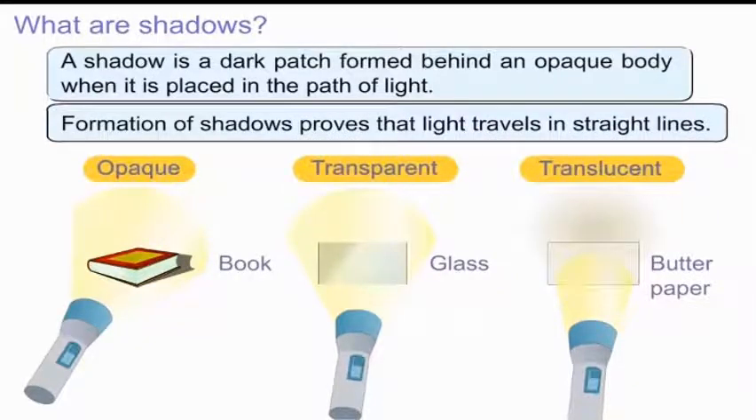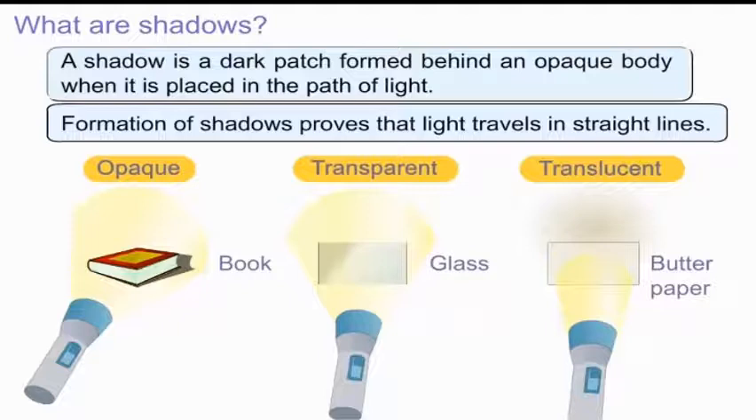The objects through which light can pass are called transparent objects. Here you can see glass. When light falls on it, it passes through it very easily. So these kinds of objects, through which light can pass, are called transparent objects. Clear water and glass are some examples of transparent objects. We can see through such objects.